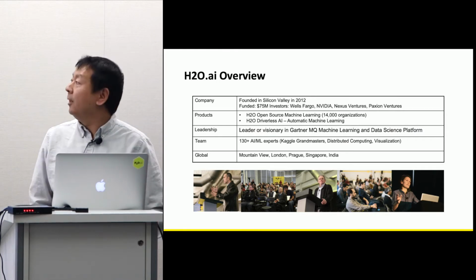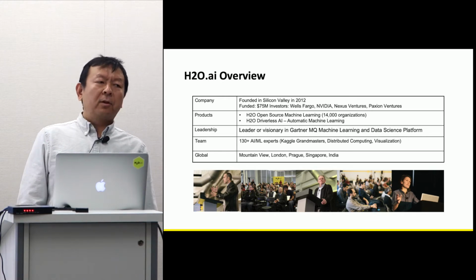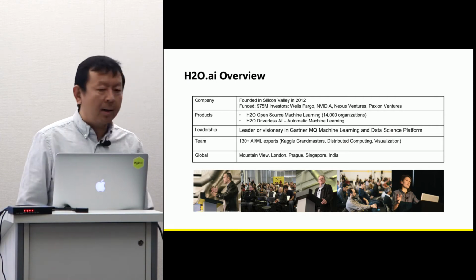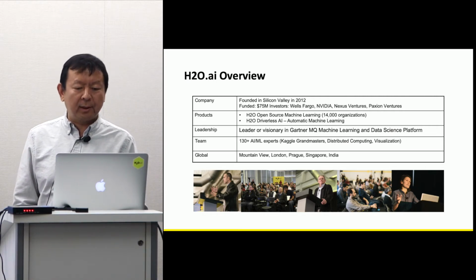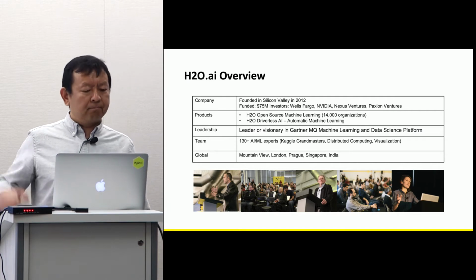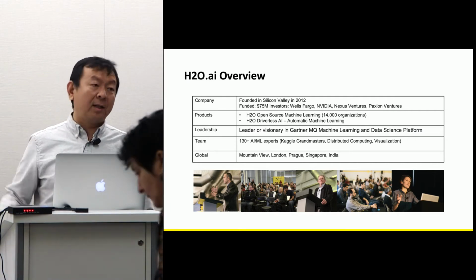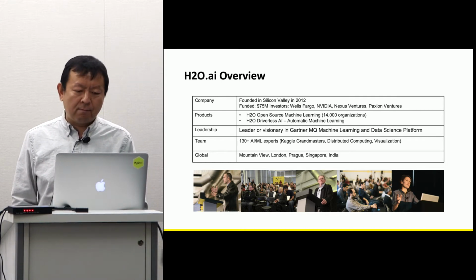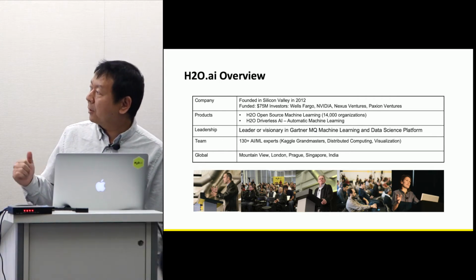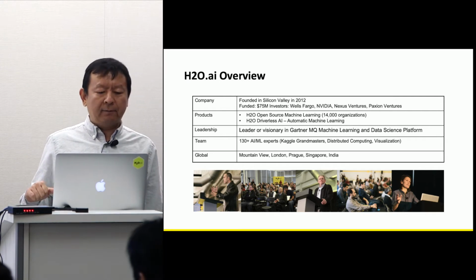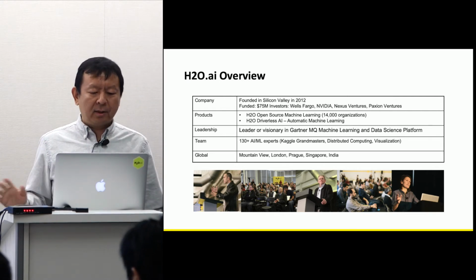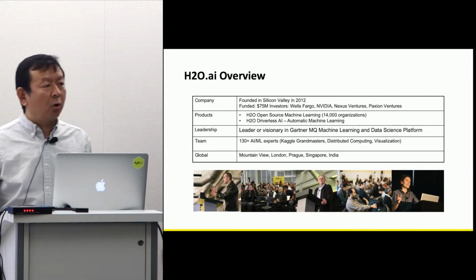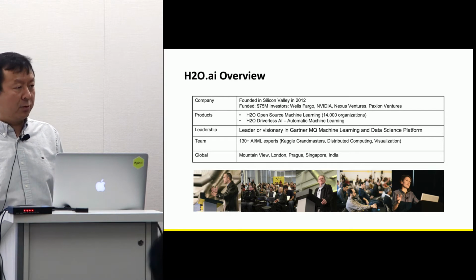I won't touch anything. So anyway, for the team, so far we have more than 130 AI machine learning experts. We are also expanding. Our plan is to reach at least 200 people by the end of this year. Globally, we have offices in Mountain View, California, which is our headquarters, and also in London, Prague, Singapore, and India. Inside the US, we are going to open our new office in New York City very soon.